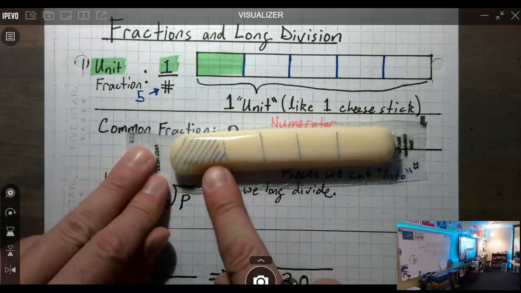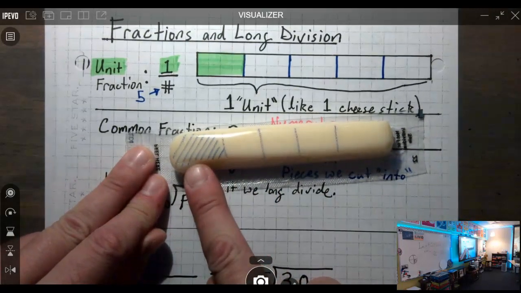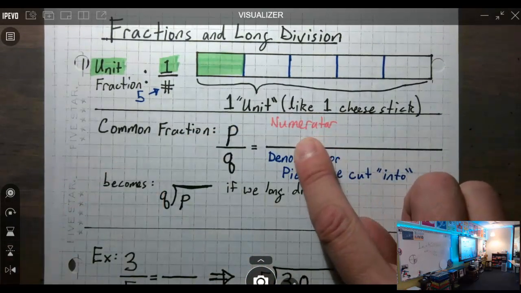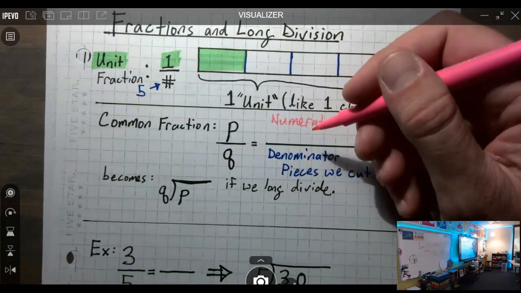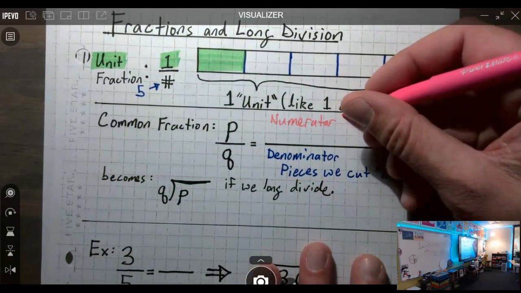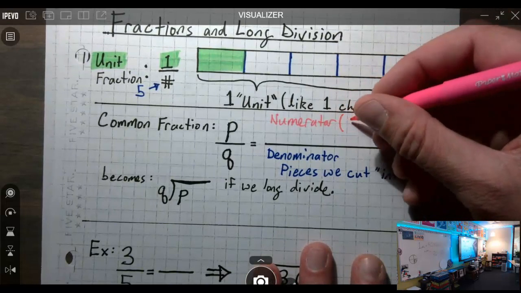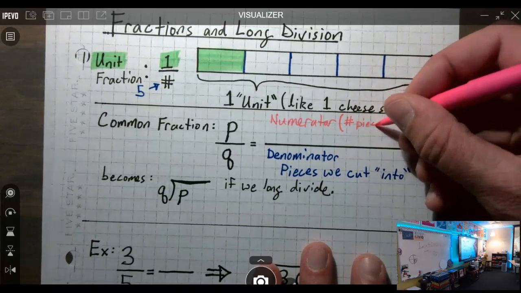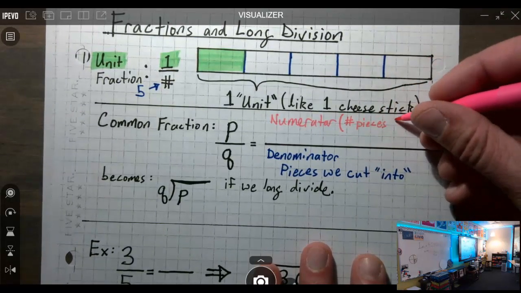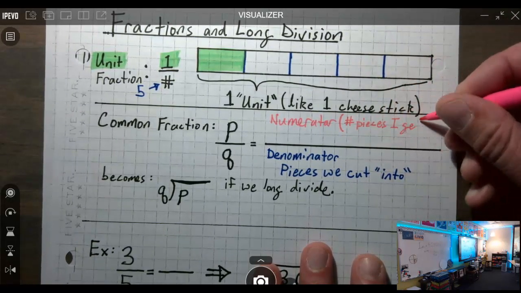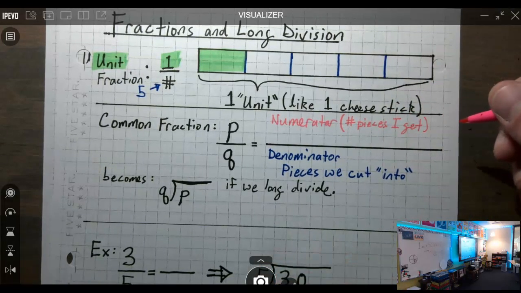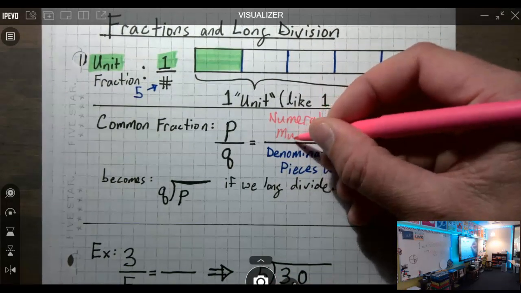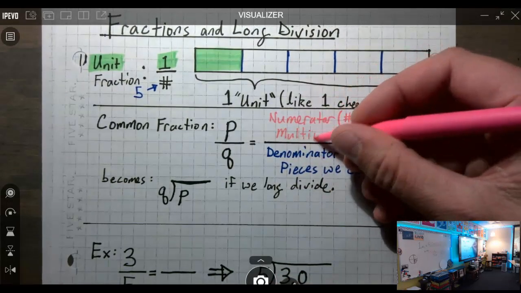So the 1 is my piece, right? Out of the total pieces. So the numerator is my portion, right? What I have. So the numerator, how many I have, right? Or number of pieces I get. So we could say that. Number of pieces I get. Couldn't it be 1 cheese stick and 5 people? Yeah, but that will still mean the same thing.